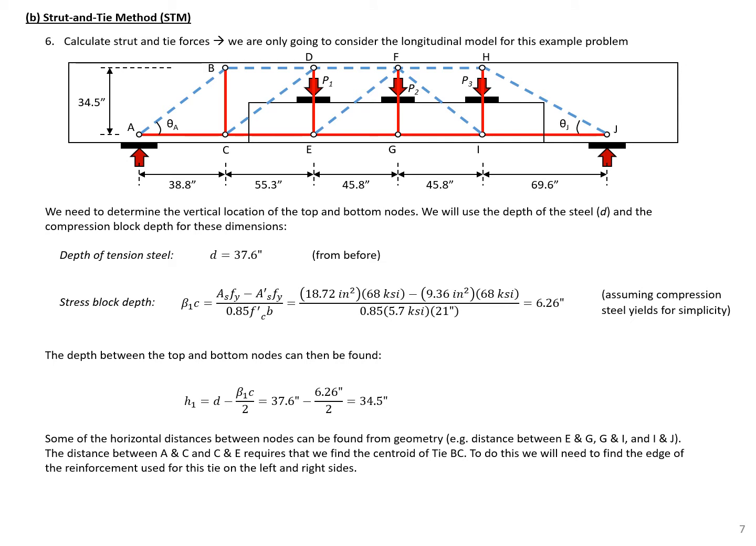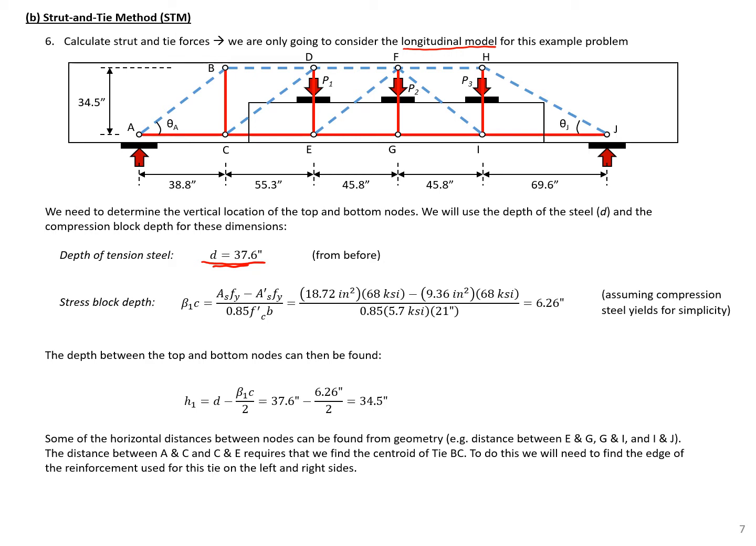The next step is to calculate our strut and our tie forces. In order to do this, we need to figure out our exact geometry for our Strut-and-Tie model. And note that in this example, we're going to focus on the longitudinal model. So there would also be a cross-sectional model, as I mentioned on the previous slide, but in this example, we're just focusing on the longitudinal model. So the depth of the steel was given to us and is set by the location of our longitudinal tension reinforcement. So we had our two layers of number 11 bars, and that gave us a D of 37.6.